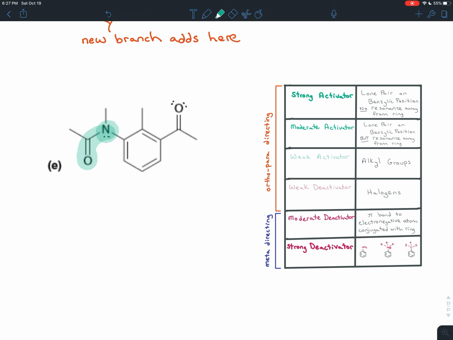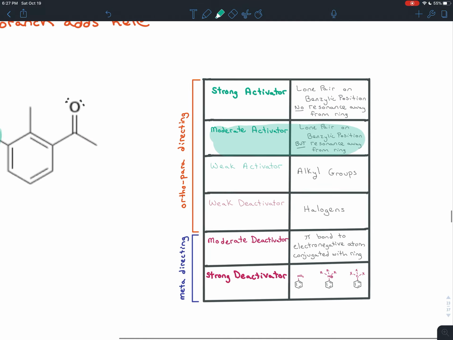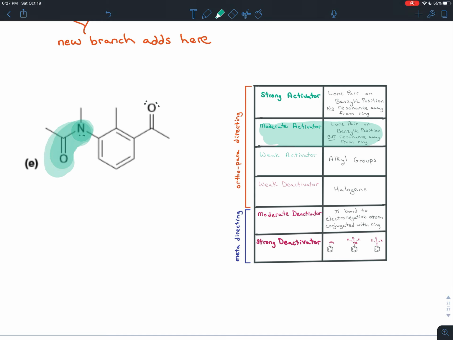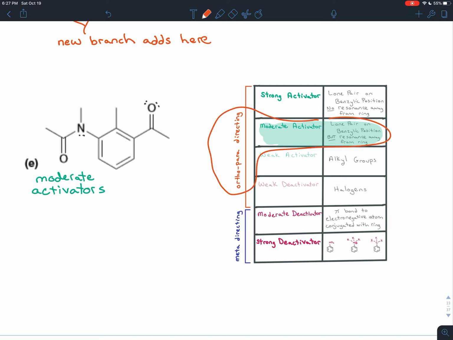However, it's also allylic to this other pi bond going away from the ring, and so those electrons don't just go entirely into the ring. So that's the definition for a moderate activator. Lone pair on the benzylic position, but it's involved in resonance going away from the ring. So that's a moderate activator. And all activators are ortho-para-directing. So that'll be ortho-para-directing.